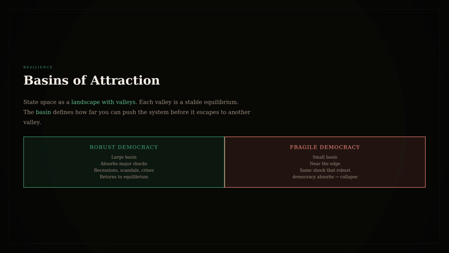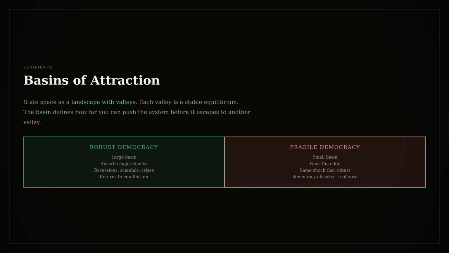A society near the center of a democratic basin can absorb significant shocks. Recessions, political scandals, even crises. It returns to democratic equilibrium. But a society near the edge of that basin is fragile. The same shock that a robust democracy absorbs might push a fragile democracy into autocratic collapse.